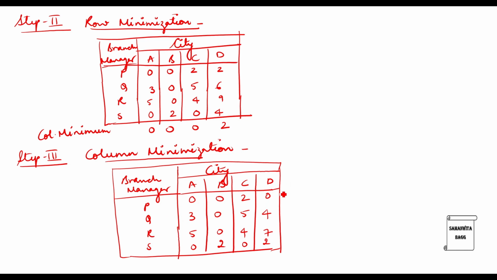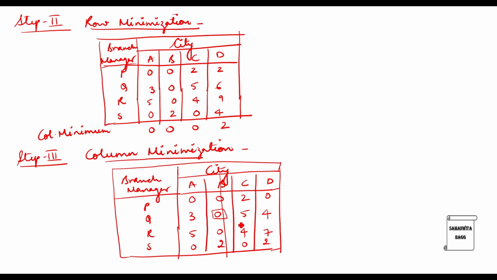So in the first row you have 3 zeros, so you will skip the row. You'll go to the next row, only 1 zero, allocate, cancel the corresponding column. Third row has no zero, fourth row has 2 zeros, so I'll have to skip again. Next I'll go for column scanning. First row has 2 zeros, so skip.